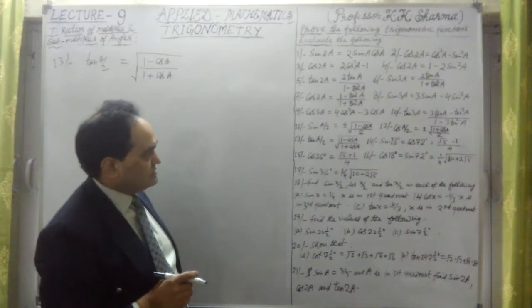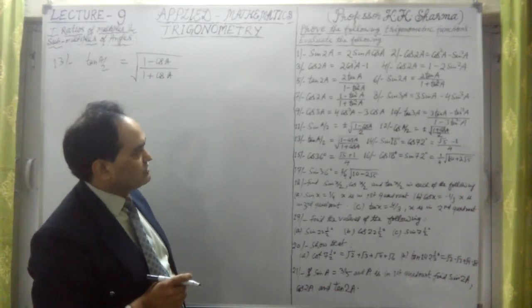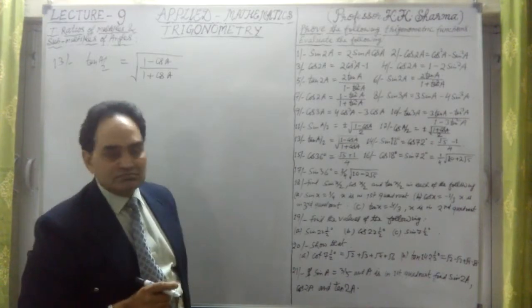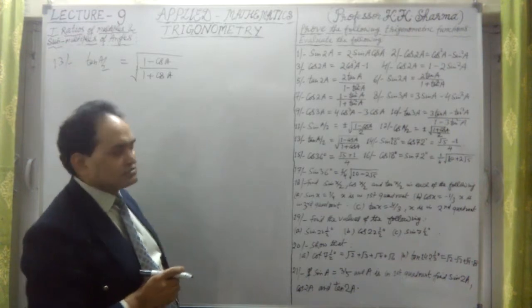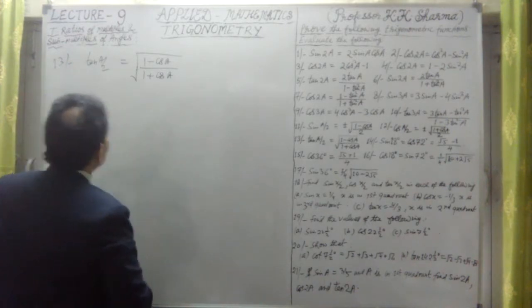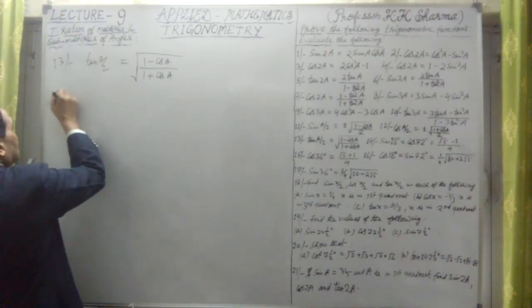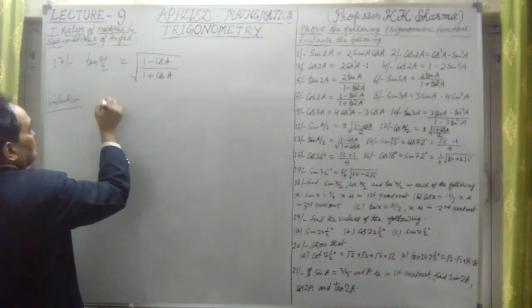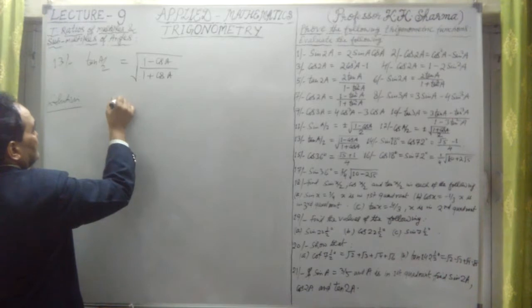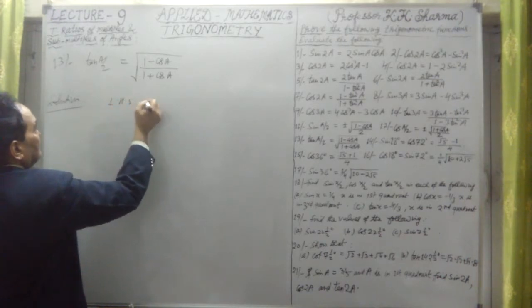This is the use of questions number 11 and 12. This is the 13th question. To solve it, we just have to write the results from those. Now the left hand side here is tan A.